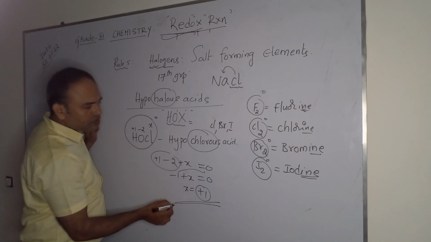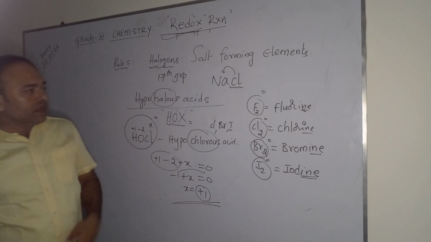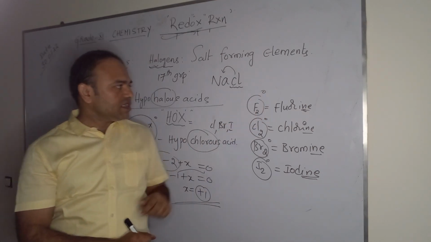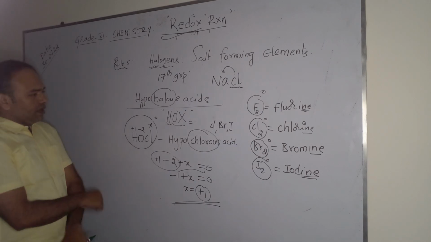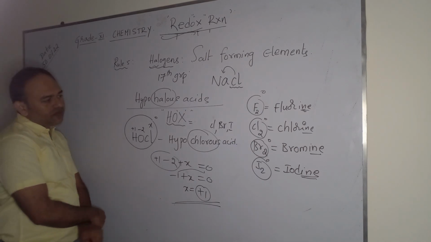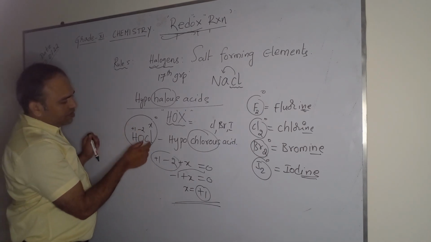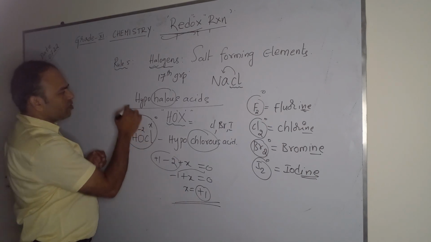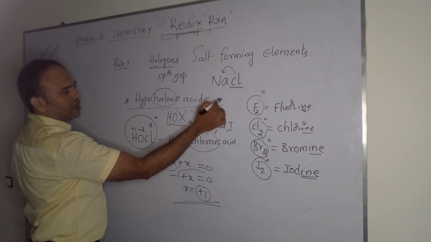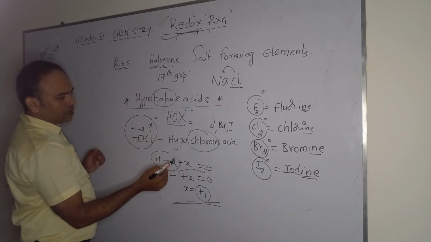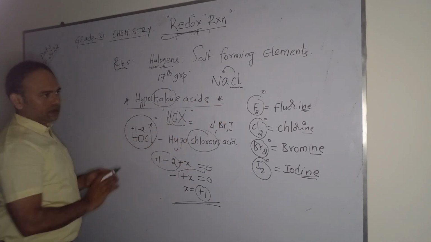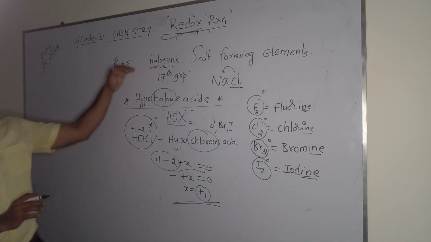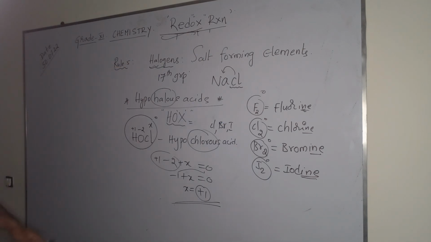So hope you have understood this. Generally in element state, 0 oxidation state and minus 1 oxidation state we have seen, but halogens can also show positive oxidation state, that is plus 1 in the case of hypohalous acids. So the example I have shown is HOCl. So hope you have understood rule number 5, that is for halogens.